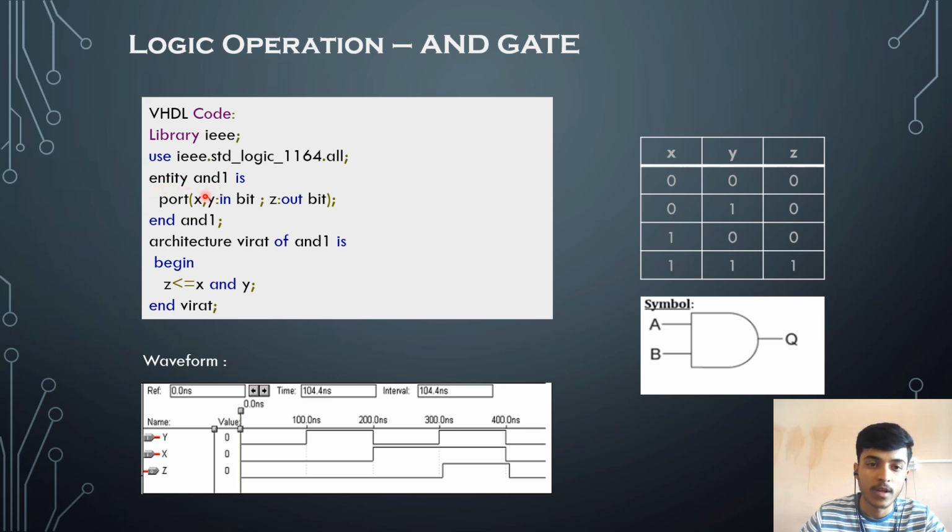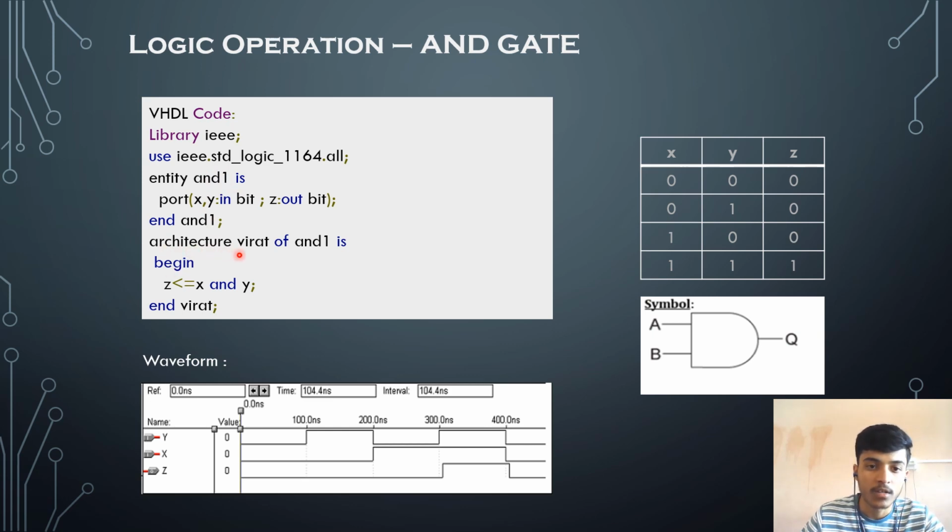Entity, what is the entity? AND1. This is just a name, and I am performing the AND operation. So AND is the entity with ports. What are the ports? X and Y are input ports, which are in the form of bits, that is 0 or 1. Similarly, Z is the output port, which is also in the form of a bit. End of this entity, so the declaration is completed here.